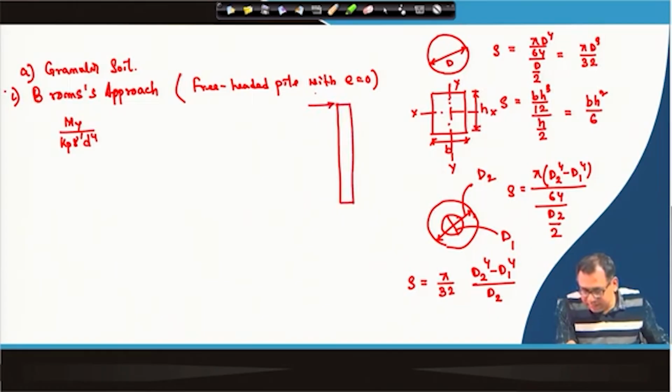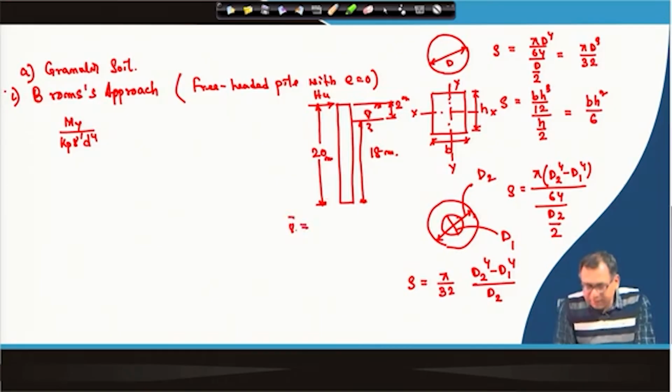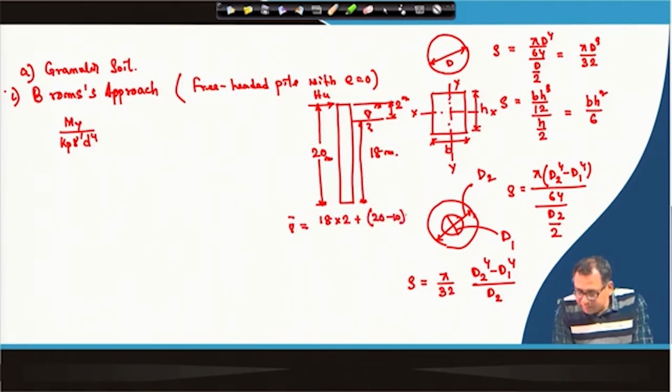and H is acting here, Hu, because e is 0 and the water table is here, which is 2 meter, and the rest of the pile is 18 meter, the total is 20 meter, 18 meter below the water table and 2 meter above the water table. So, here I have taken the weighted average unit weight, and that means it will be 18 into 2 plus 20 minus 10 into 18 divided by 20.